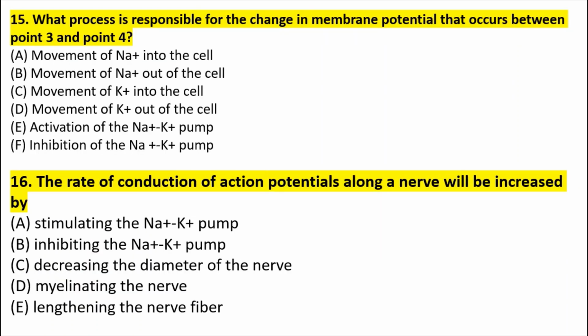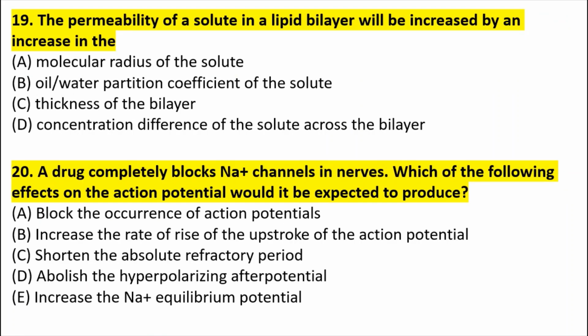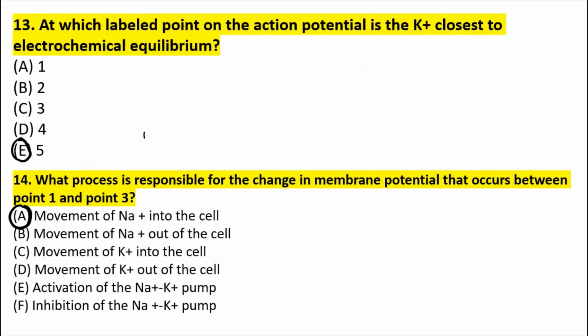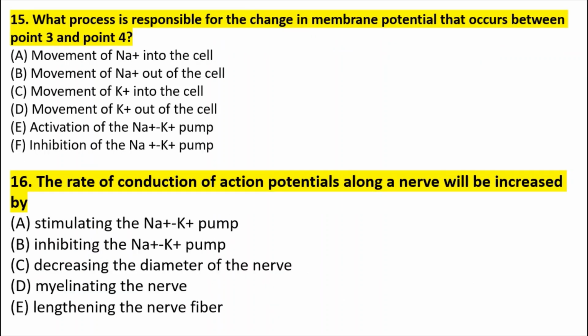Number 15. Which process is responsible for the change in membrane potential that occurs between 3 and 4? So between 3 and 4, we know here that sodium is moving outside of the cell. So the answer is D. There is movement of sodium outside of the cell.